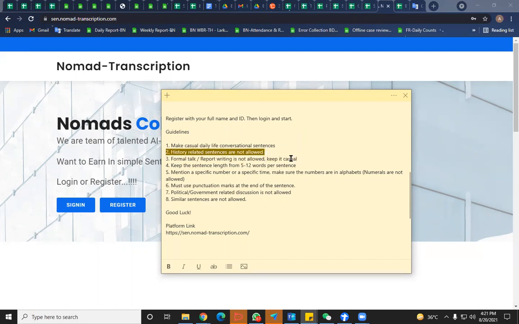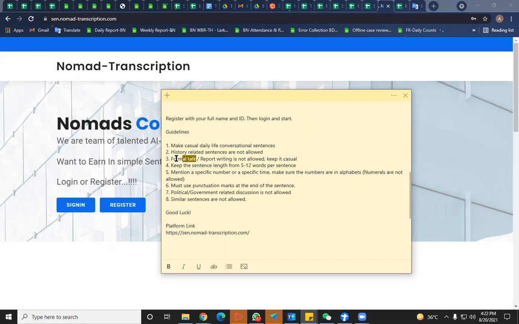Point number two is history related sentences are not allowed. This means that you should not talk that this happened in 1990 or 1950, this happened, etc. What you can do is basically you can say that 3 years ago I did this, or 2 years ago my friend had an accident or whatever. But do not use history related sentences.